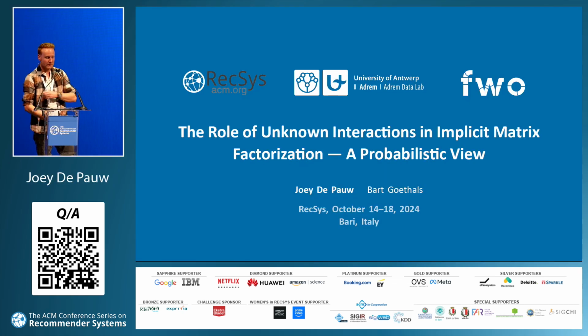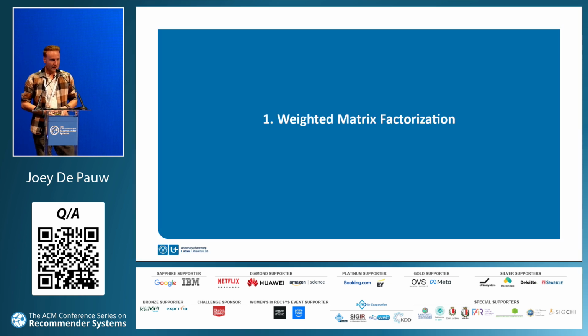All right, thank you for the introduction. My name is Pauw. I'm a PhD student at the University of Antwerp, here to talk about the role of unknown interactions in implicit matrix factorization. So I'll just give a high-level overview, and for more details, please visit the poster.